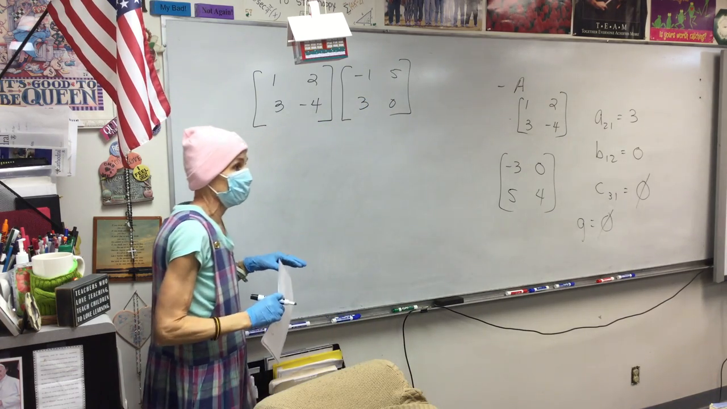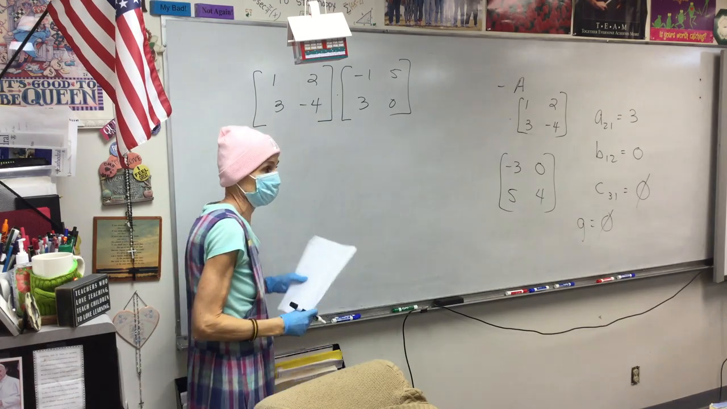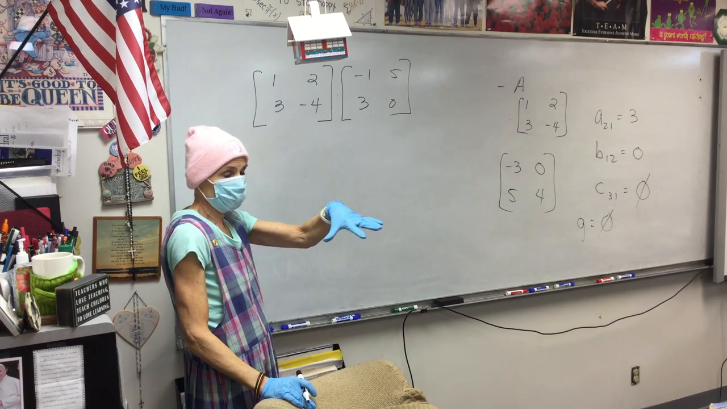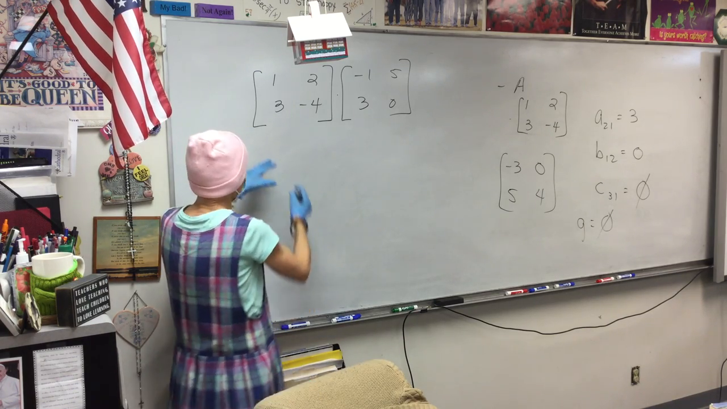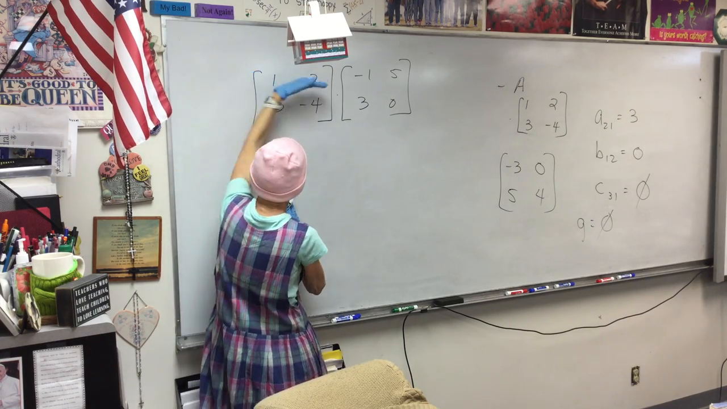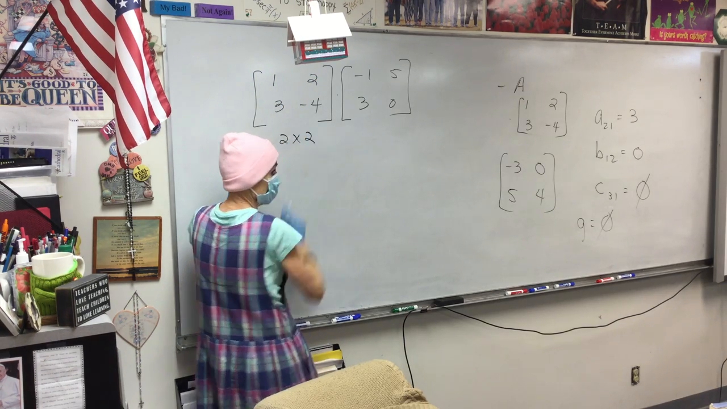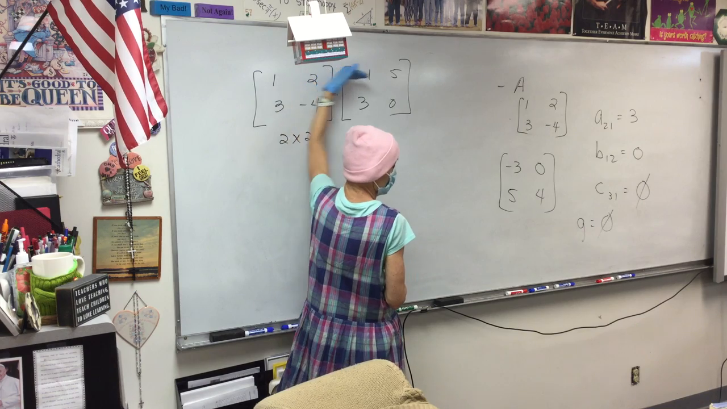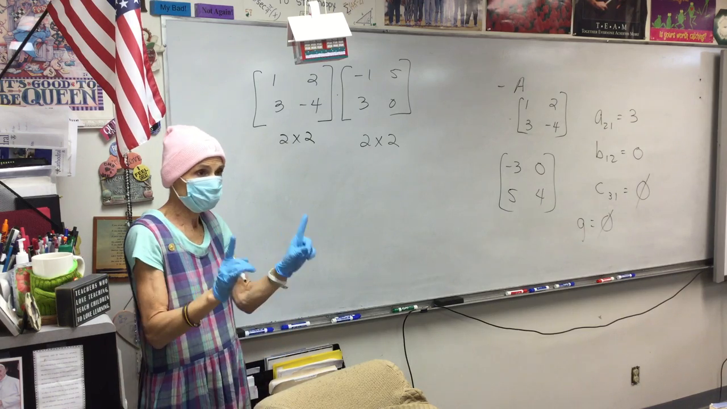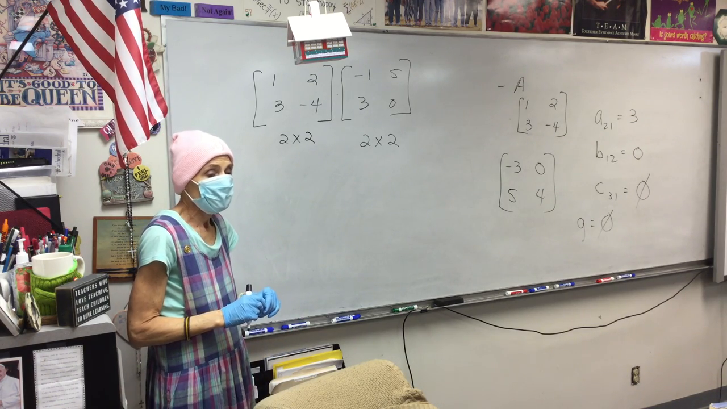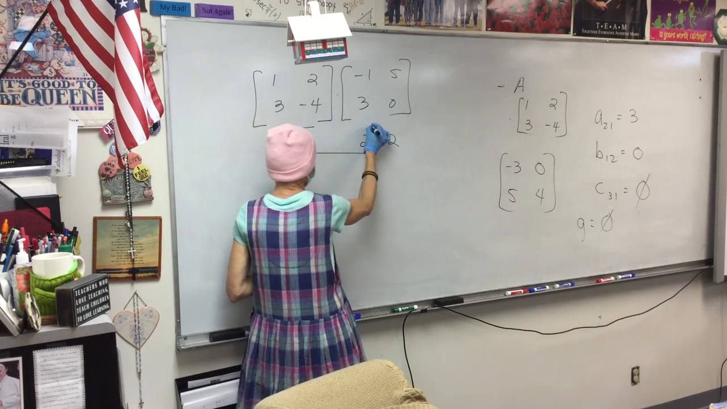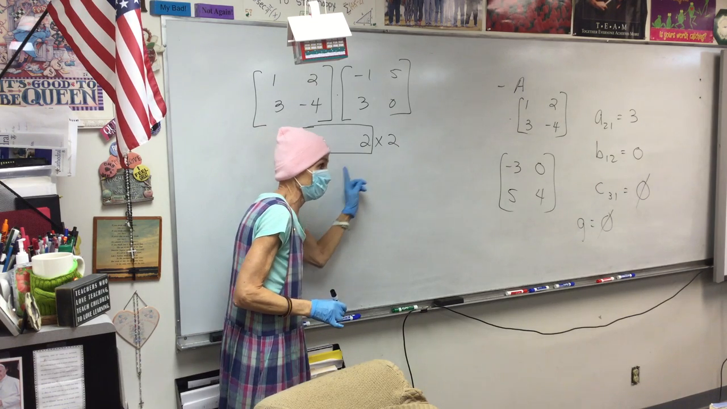Okay. Now I'm going to multiply these. When you do a multiplication problem, the first thing I want you to do is write down the dimensions of each matrix. So this one is 2 by 2. And this one is 2 by 2. Now here's the rule for multiplication. If you're going to multiply these two, the middle two have to match.